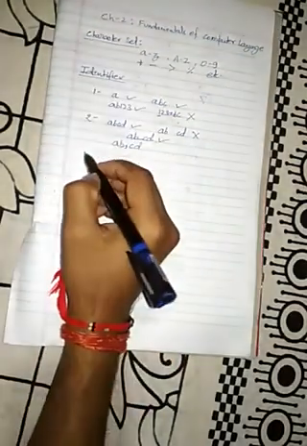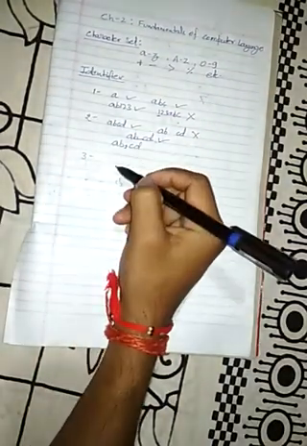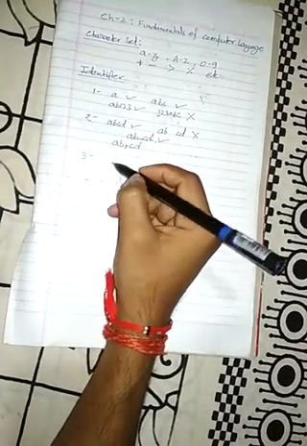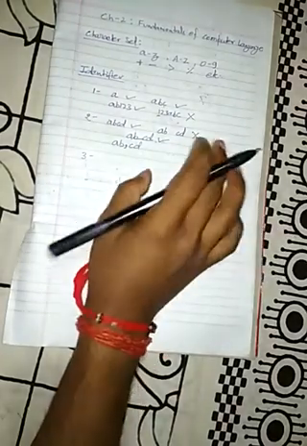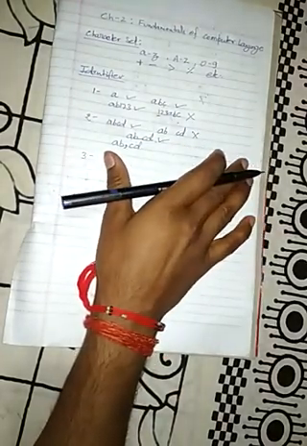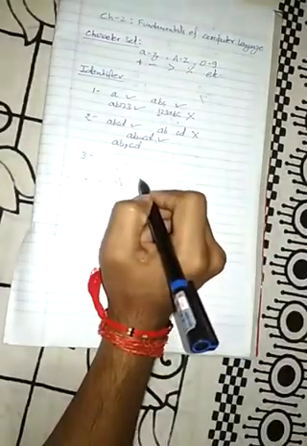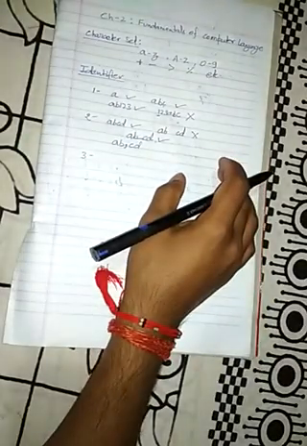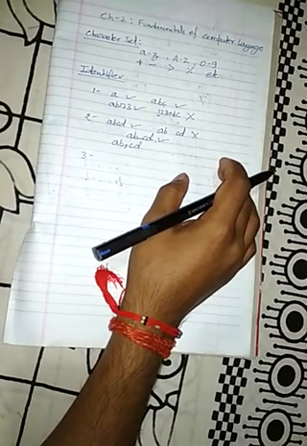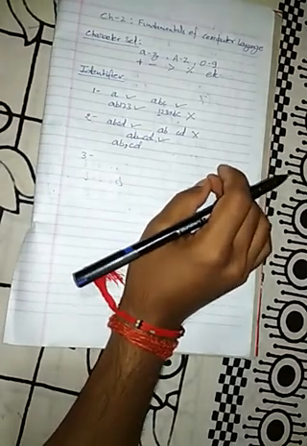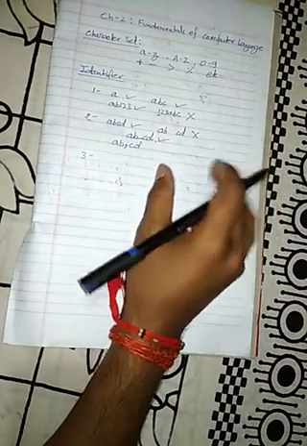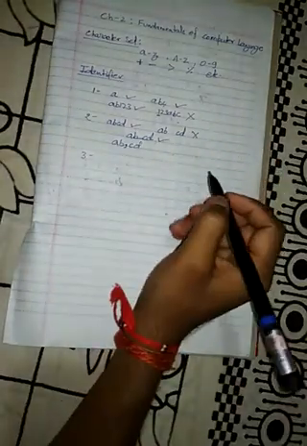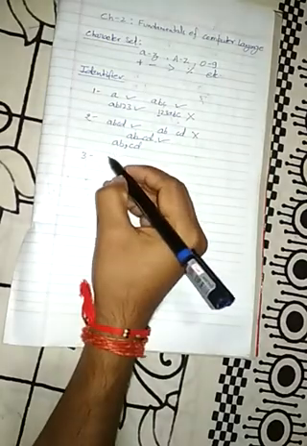Okay, the third rule is that a keyword cannot be used as an identifier. What is a keyword? A keyword is a reserved word in the programming language. It means it is an already defined word, reserved for a particular task. That word is considered a keyword. So a keyword cannot be used as an identifier.